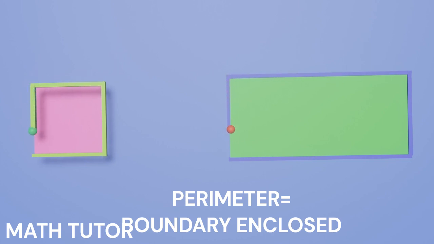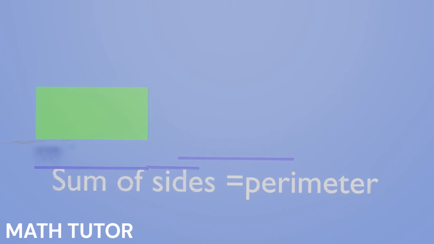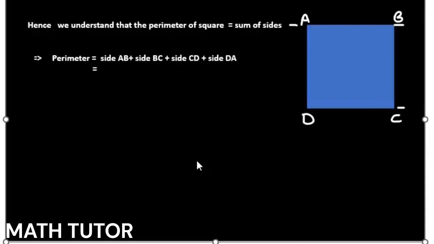If you open that length, it makes a straight line. It is nothing but the sum of the sides of that shape. It is called a perimeter. From the above, we understand that the perimeter of a square equals the sum of all the sides.